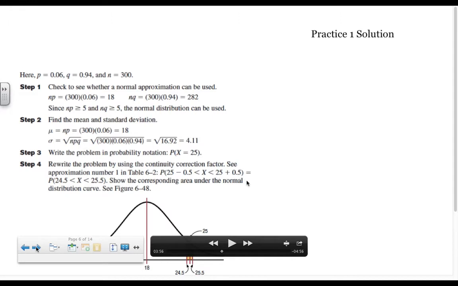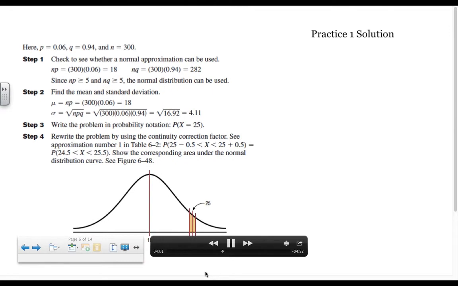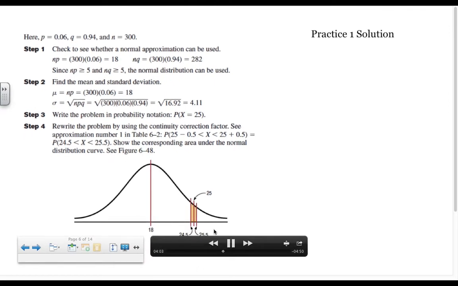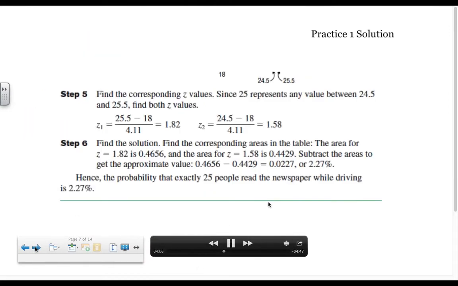So this is kind of an obnoxious one because we have to do it twice. If you look down here, it's an area in between these two numbers. So we'll have to find that. Here's step 5. We've actually got to find z-scores for both of them. So 25.5 minus 18 divided by 4.11, which is the standard deviation, 1.82, and then 24.5 minus 18 divided by 4.11, 1.58. I look them up in this chart, 0.4656 and 0.4429.